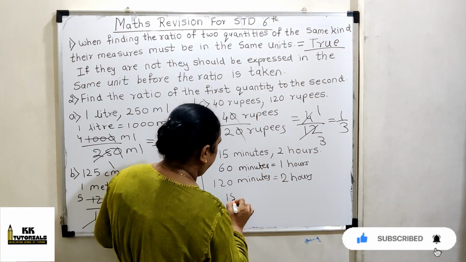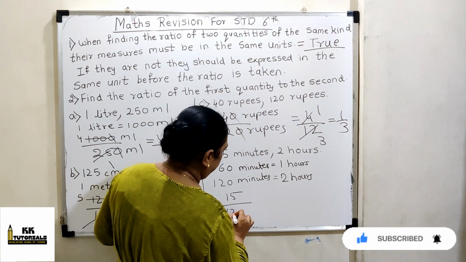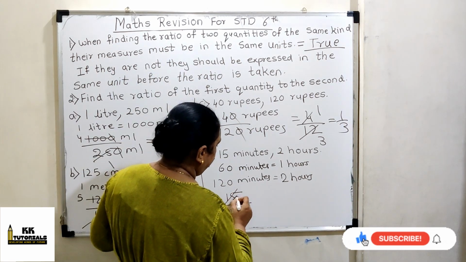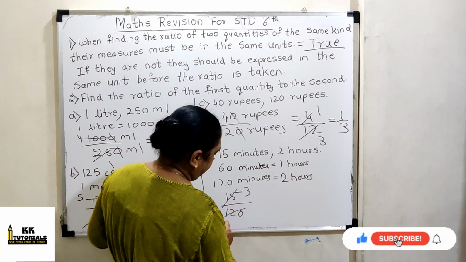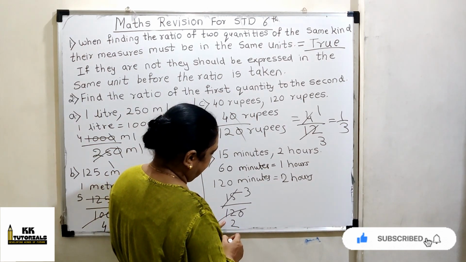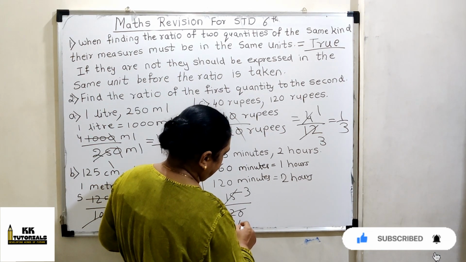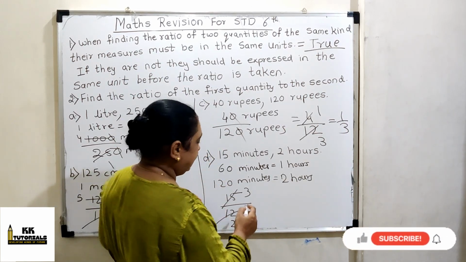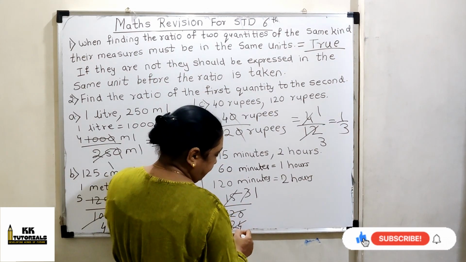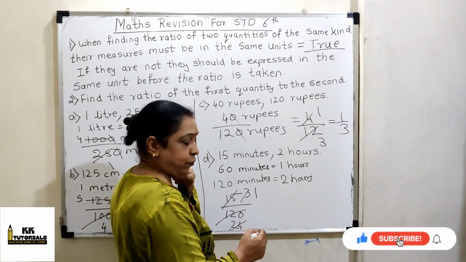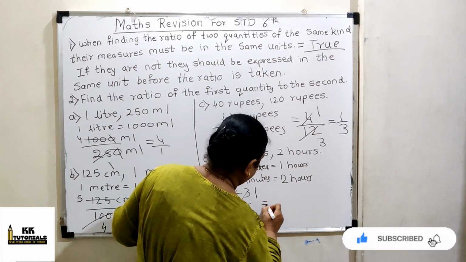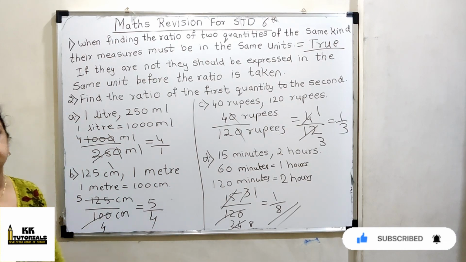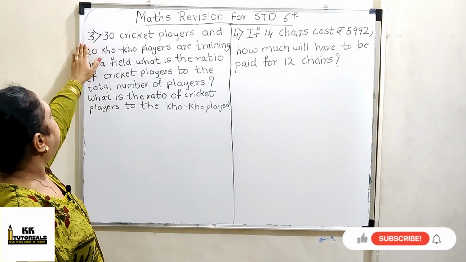So we can write now 15 upon 120. We can do the cancellation. 5 threes is 15. 5 twos are 10. 5 fours are 20. Okay. So again we can do cancellation. 3 ones are 3. 3 eights are 24. Okay. 1 upon 8 is the answer. Okay. Now sum number 3.